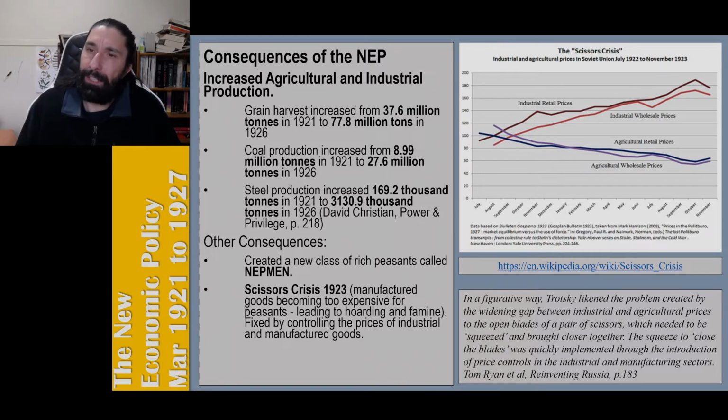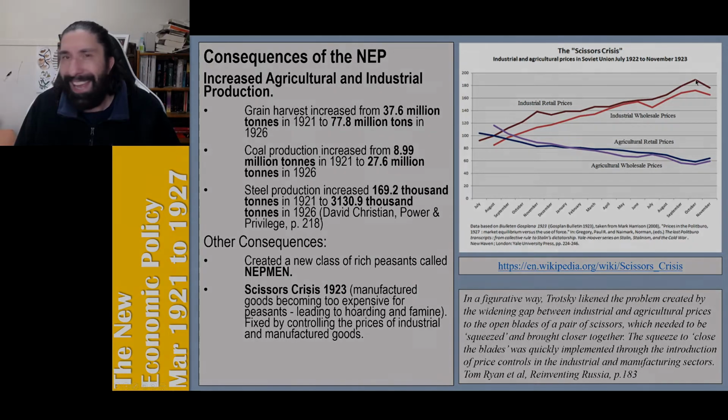And if you have a look at the graph up here that I have, it shows the dropping agricultural prices over this period of time, from the middle of 1922 up to late 1923, and the increase in the cost of industrial goods. And you can see that by October 1923, right there, this is, I presume, when the price controls started to get implemented, and then agricultural prices started going up and industrial prices started going down.